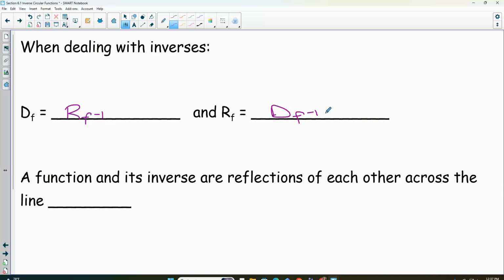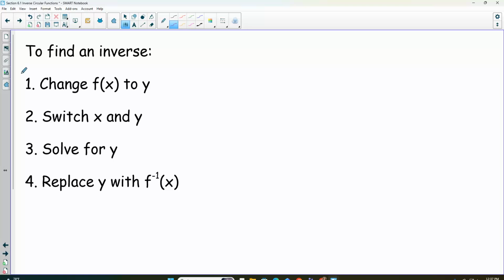And when we look at the graph, because the inverse just reverses x and y, the inverse and its function are symmetric across the line y equals x. All right. So the steps we used in algebra when we found inverses: we changed f of x to y, we switched x and y, solved for y, and replaced that with f inverse of x. So I have a few fill in the blanks in these notes. These were the steps in algebra.